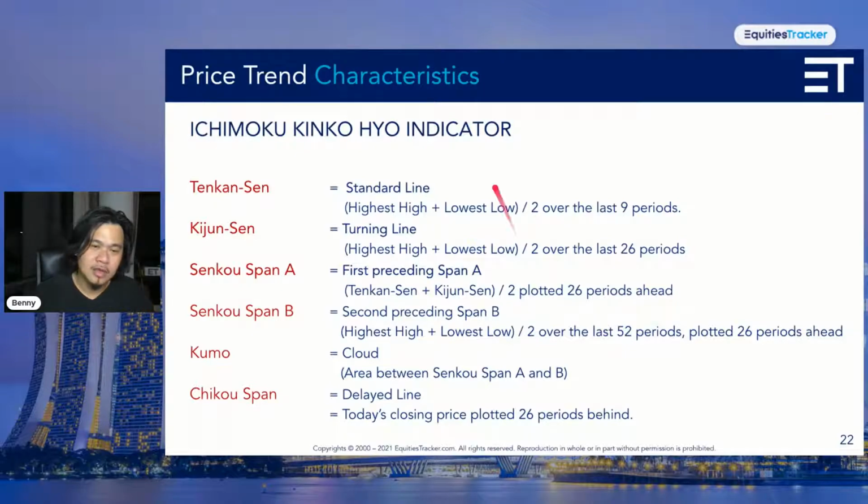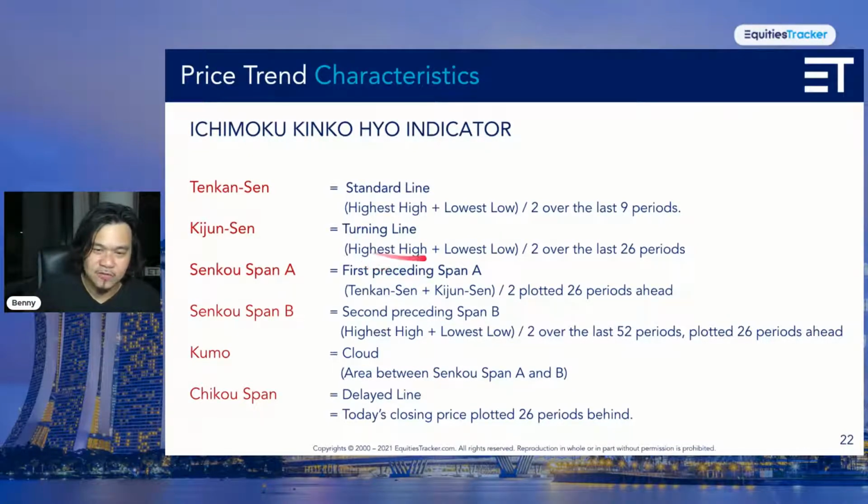Now, this is the foundation. These 2 lines are the foundation. Now, this is where it gets more interesting, right? Here we have the span A line, the first preceding span. It's called preceding, I'll explain in a short while, because it is not plotted today. Whatever is calculated from today's data point is not plotted today, but it is plotted 26 days to the front.